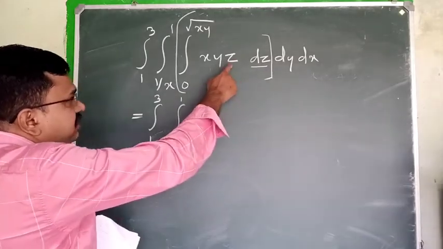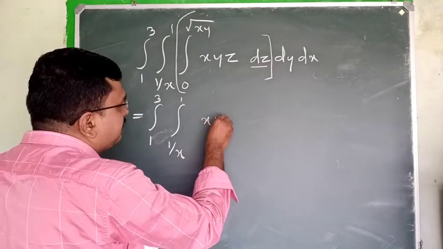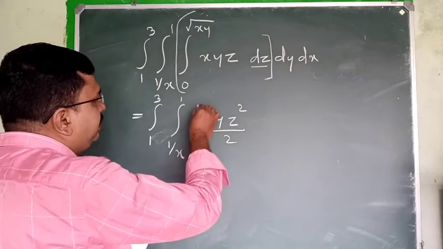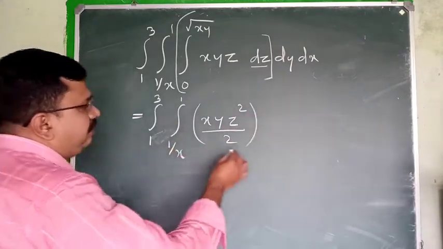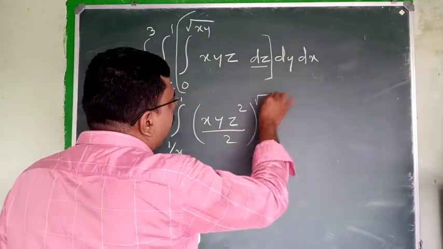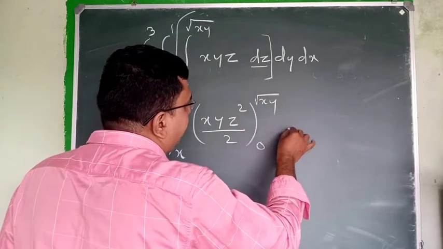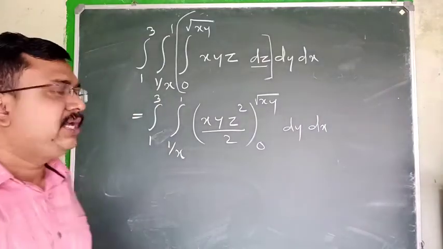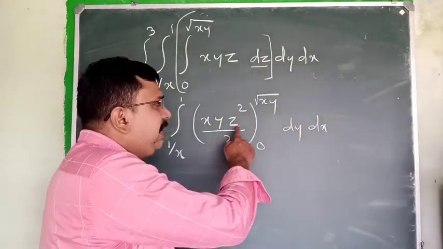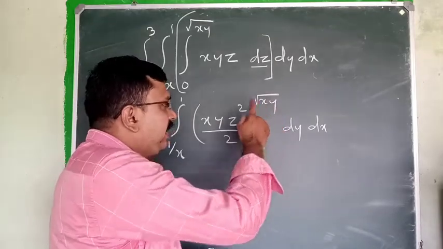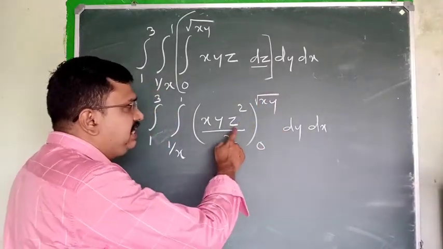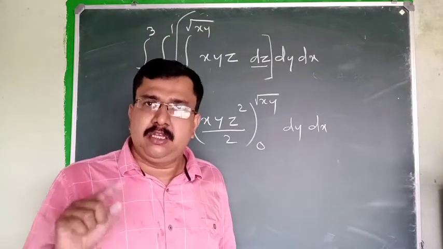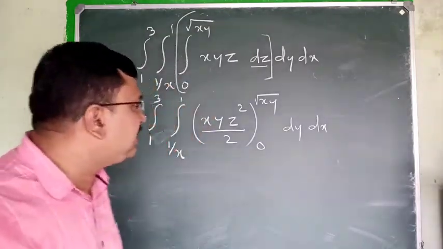First with respect to z, that is xy z square by 2. Then the lower and upper limits are 0 and root xy, then dy, dx. Then z is replaced by root xy. We know that here is z square. When we apply root xy, the whole square, it becomes xy.